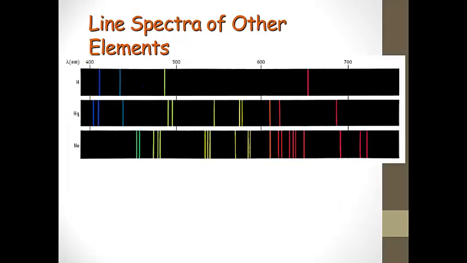Here are some other examples. Here's the hydrogen example again, but here's mercury, here's neon. Each one is unique, each one's different. We still see some of the same colors, like this one has red, this one has red, but the wavelength of red is different. So they are unique. They are a physical characteristic of that particular element, the line emission spectra.